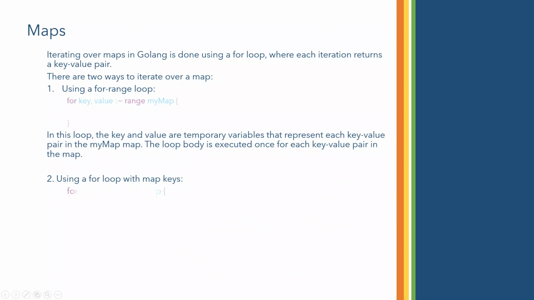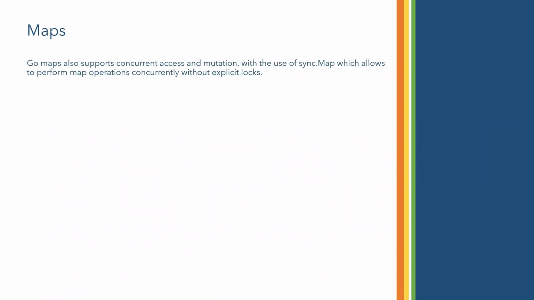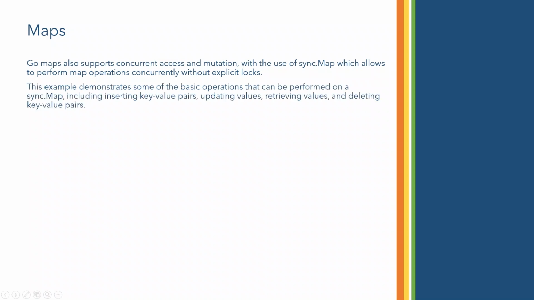Another way is using a for loop with map keys, which is very simple and similar to the previous one. Here we are focusing on the key only, a range of keys, and this is also a temporary variable that is created, and the key value can be used within the block of the range code. We will see this program as well. And Go maps also support concurrent access and mutation with the use of sync.Map, which allows performing map operations concurrently without explicit locks.